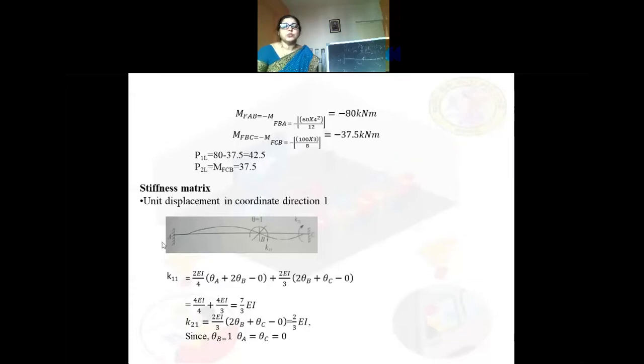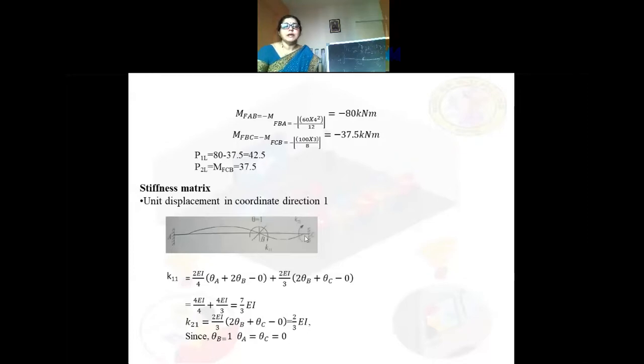So far end is A. So what are you going to write? 2EI by L into far end theta A, near end 2 theta B. There is no displacement here. There is no translation here. So in place of 3 delta by L, you are going to write it as 0. Okay. Now similarly for span BC.